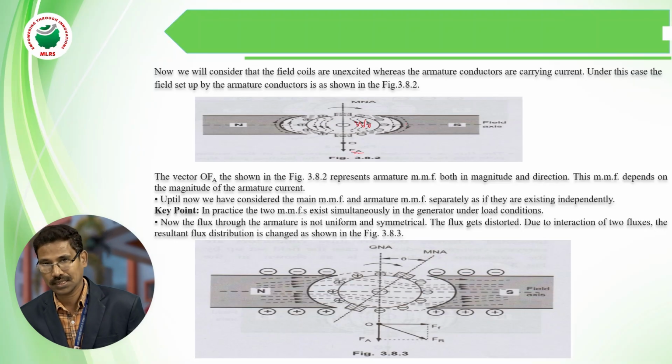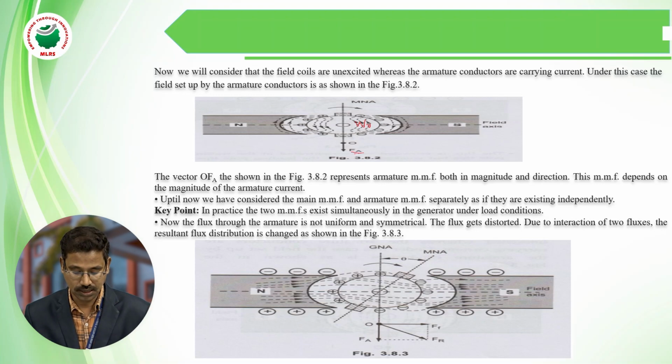The third case is the practical condition, where we consider both cases: the field windings are energized and the generator is loaded with some load. Under that condition, due to the field windings we get the main field, and due to the armature current we get the armature flux. Under load condition, the armature flux affects the main field flux.